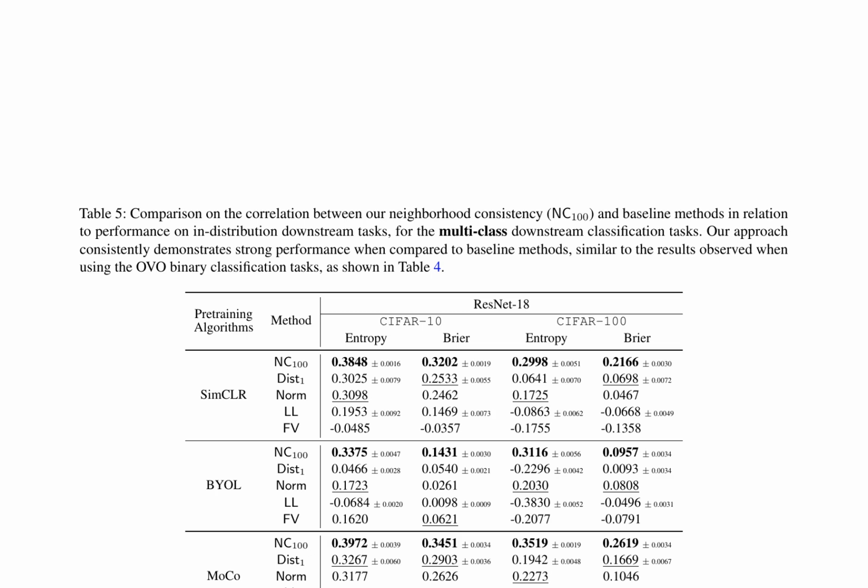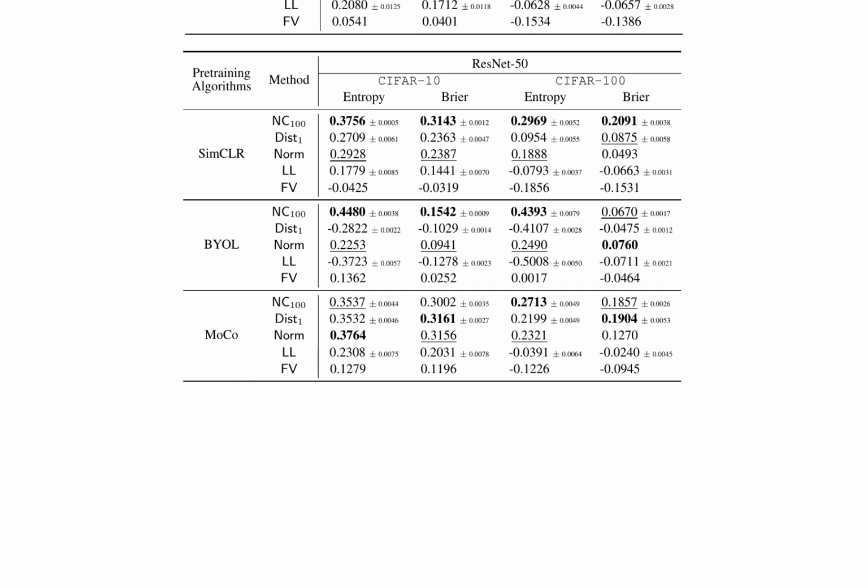Specifically, NC100 achieves the highest correlation coefficients for both ResNet 18 and ResNet 50 architectures, across both datasets. For ResNet 18, NC100 achieves a correlation coefficient of 0.3848 for CIFAR10 and 0.2998 for CIFAR100, significantly outperforming baseline methods. Similarly, for ResNet 50, NC100 achieves a correlation coefficient of 0.3756 for CIFAR10 and 0.2969 for CIFAR100, outperforming baseline methods.